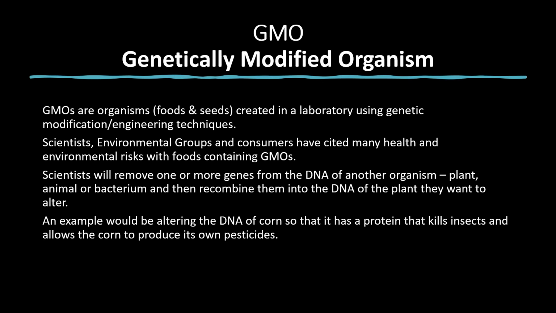So what happens is the scientists will remove one or more of the genes from the DNA of an organism. So say it's a plant or an animal or even a bacterium. And then what they do is they recombine them into the DNA of the plant they want to alter. So an example of this would be they want to alter the DNA of corn so that it has a protein that kills insects and allows the corn to produce its own pesticides.